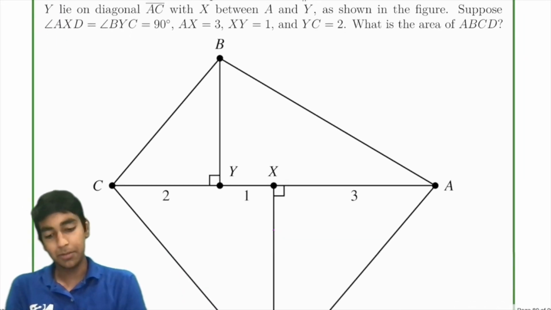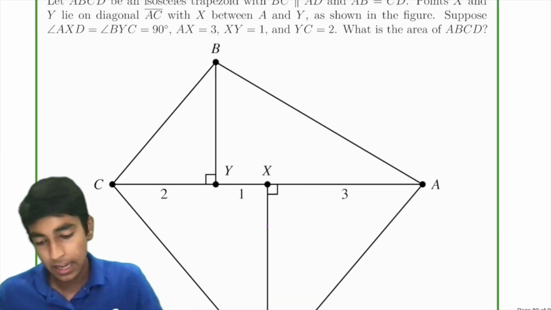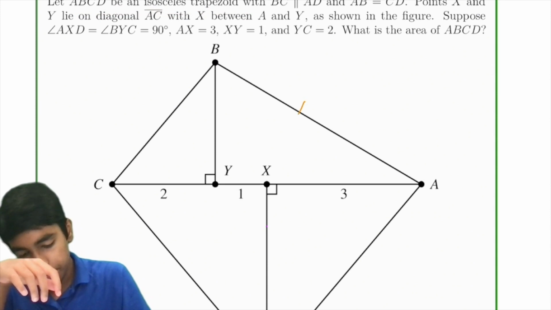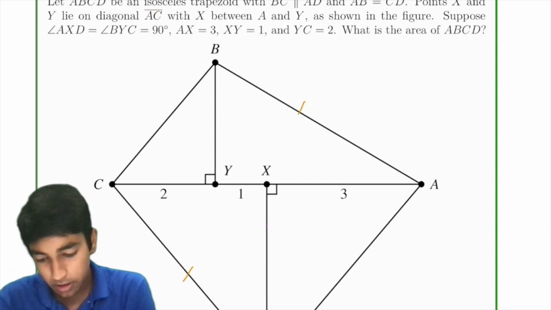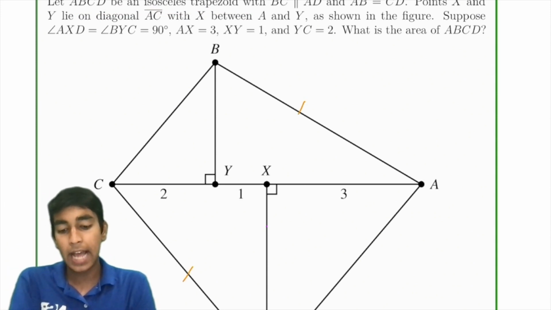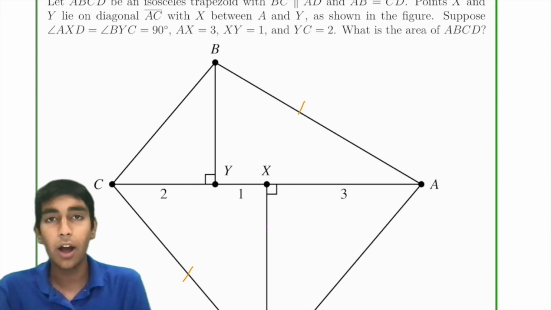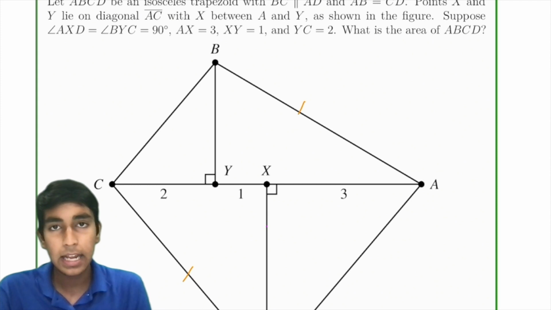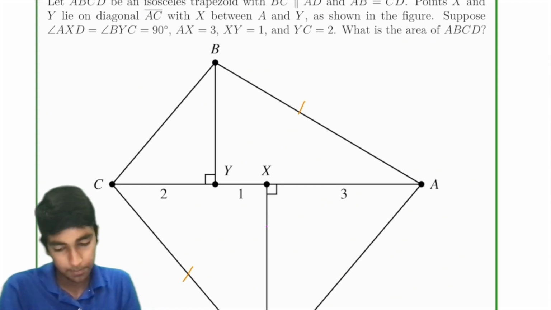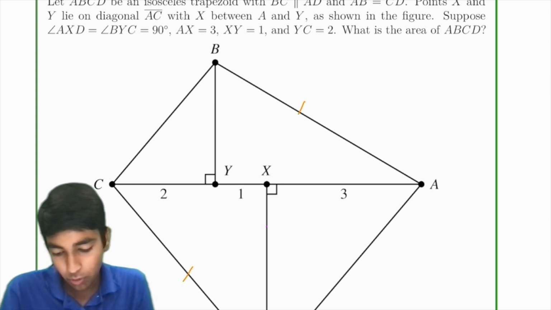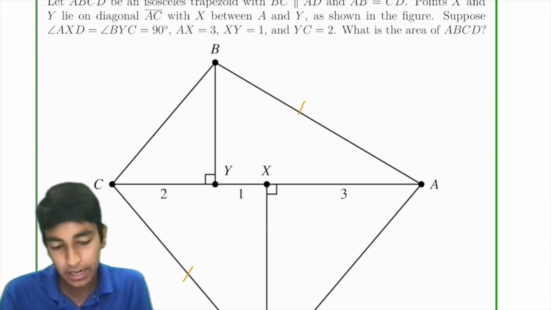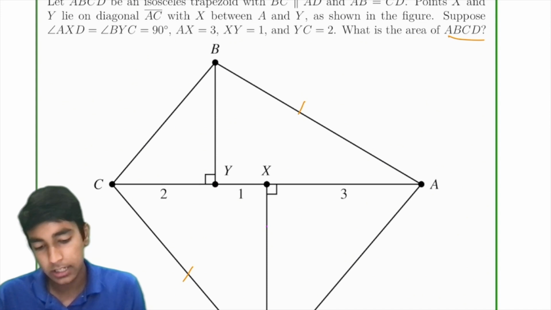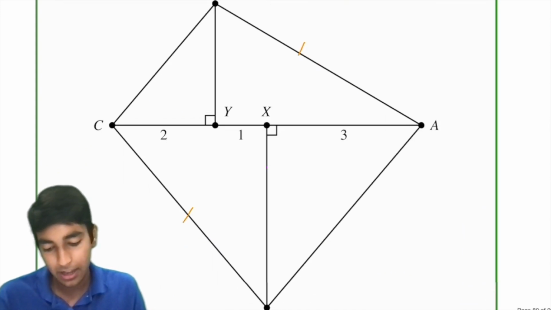Okay, here's a cool problem. BC is parallel to AD in isosceles trapezoid ABCD, which means that these two segments are equal. Suppose points X and Y lie on the diagonal with X in between A and Y, as shown below. Let angle AXD equal 90 and angle BYC equal 90. AX is 3, XY is 1, YC is 2. Find the area of ABCD. We have everything marked in our diagram, so we don't need to do that, luckily.